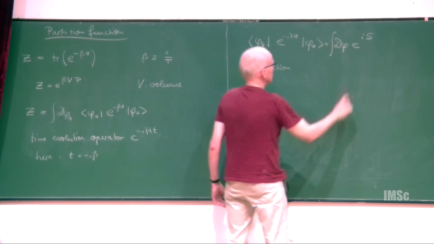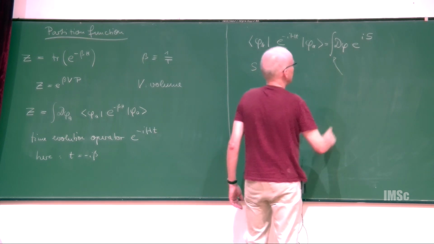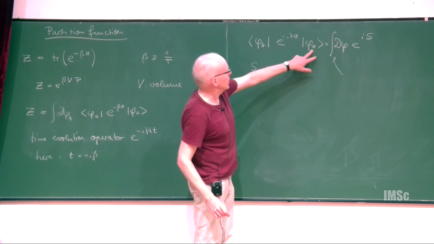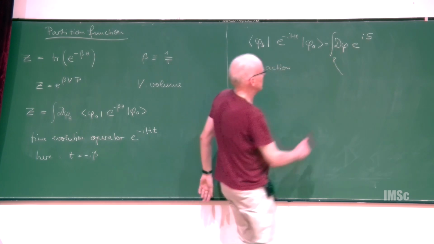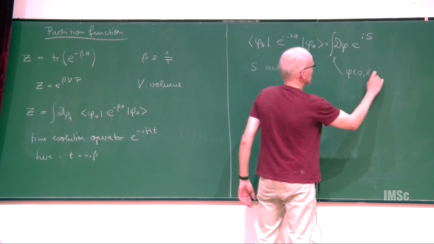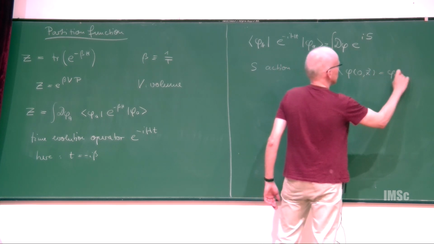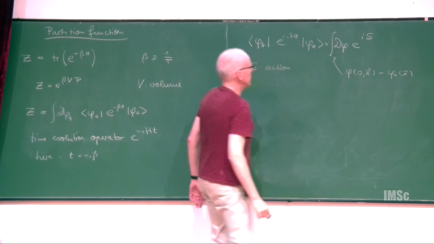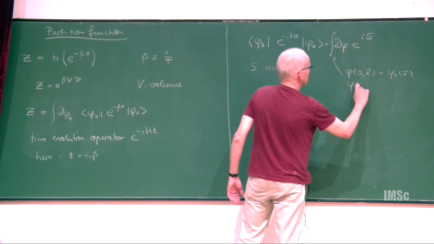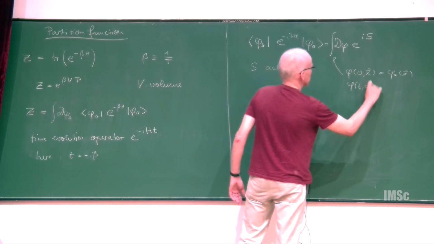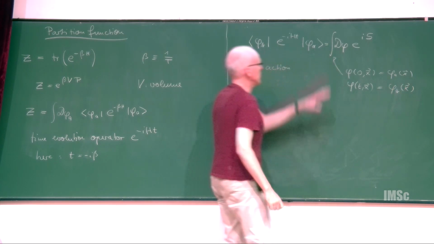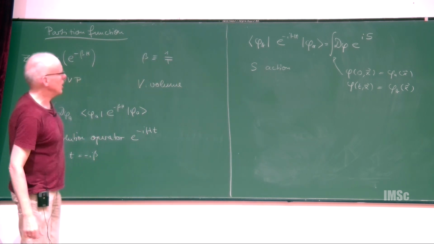And here in this integral, the boundary conditions are such that at initial time, phi is equal to phi A. So phi at, say, 0 and any space point x is equal to phi A of x. And at the final time t, phi of t and x equals phi B of x. That is the famous Feynman path integral formula.